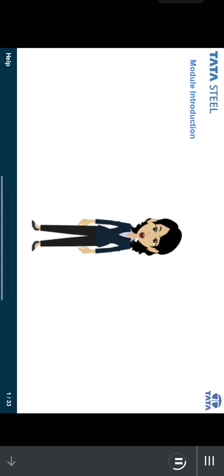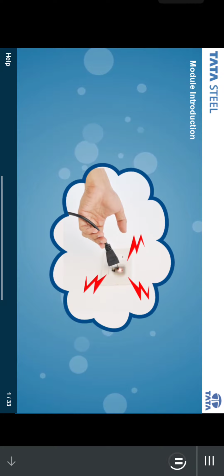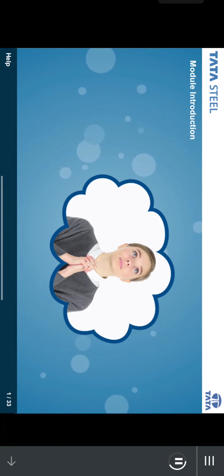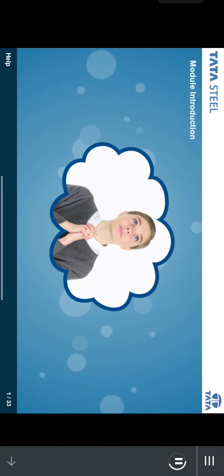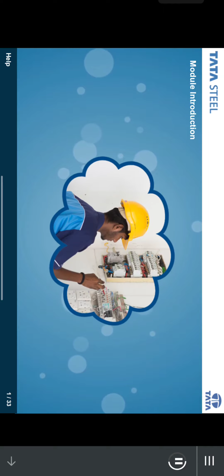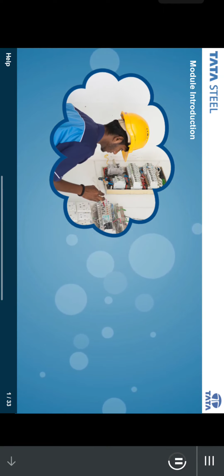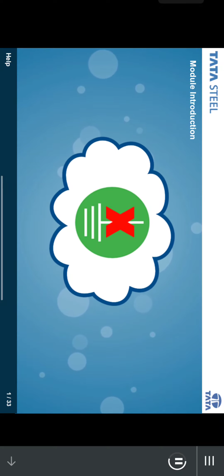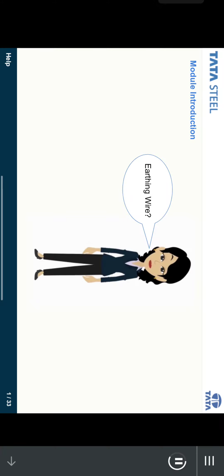Let me begin with a scenario. Do you know what happened this morning? One of my neighbors, Mr. Sharma, suffered an electric shock. His family members were really scared, but thankfully he was not hurt badly. The electrician was called, and after checking, do you know what he said? He said that there was a fault with the earthing wire for the electrical appliances in their home. Earthing wire? Yes, you heard it right, and that is what this course is all about.